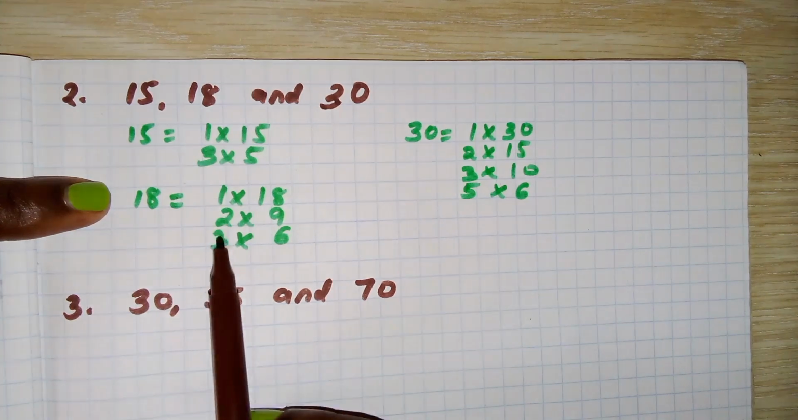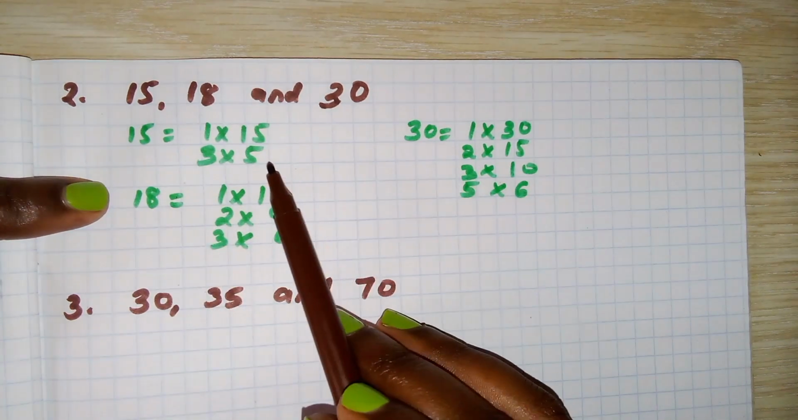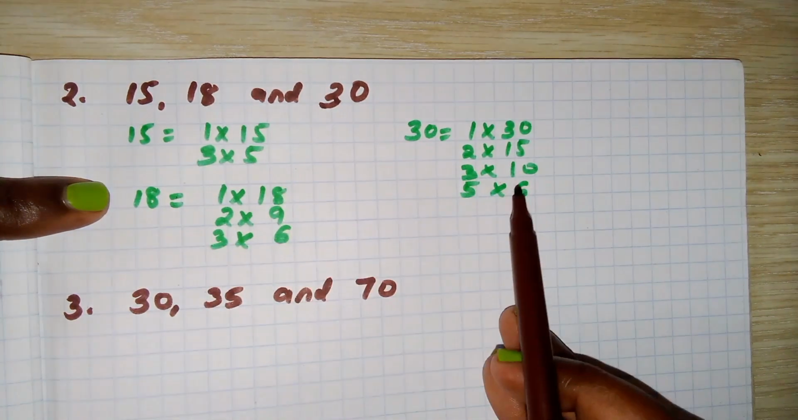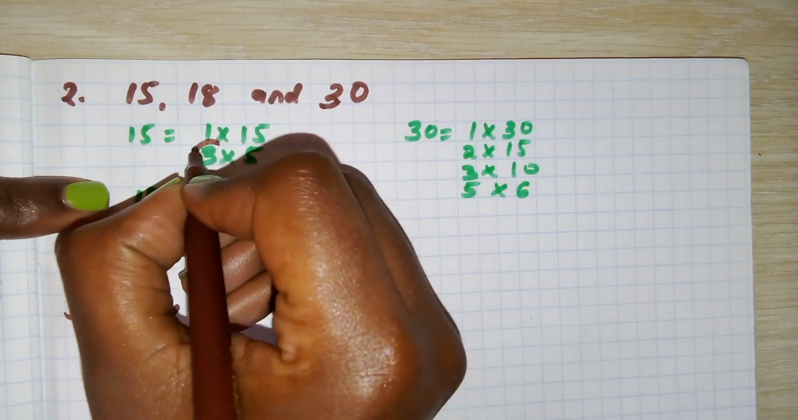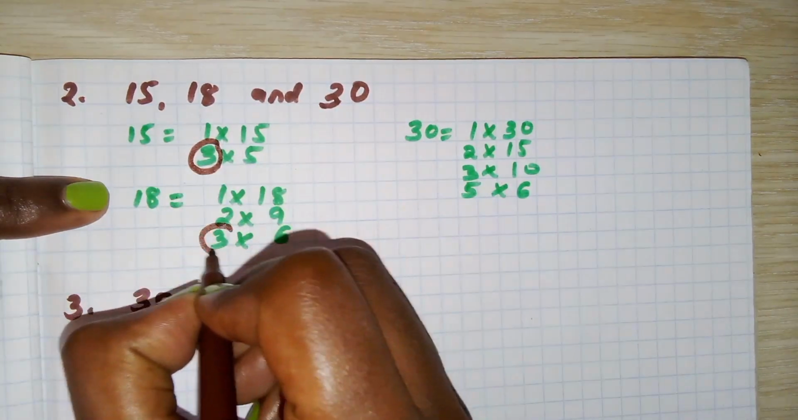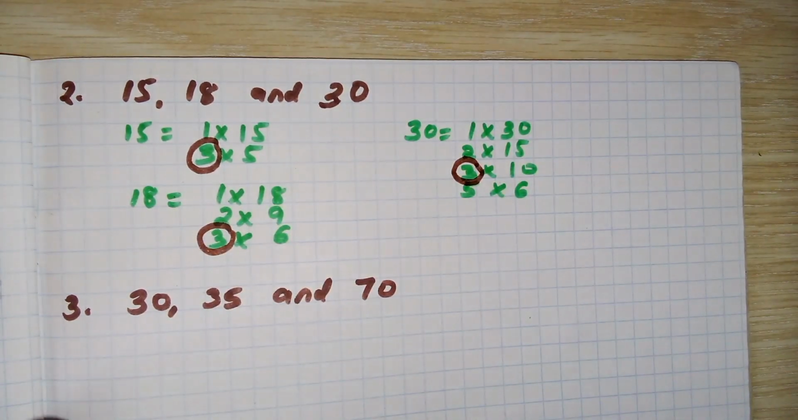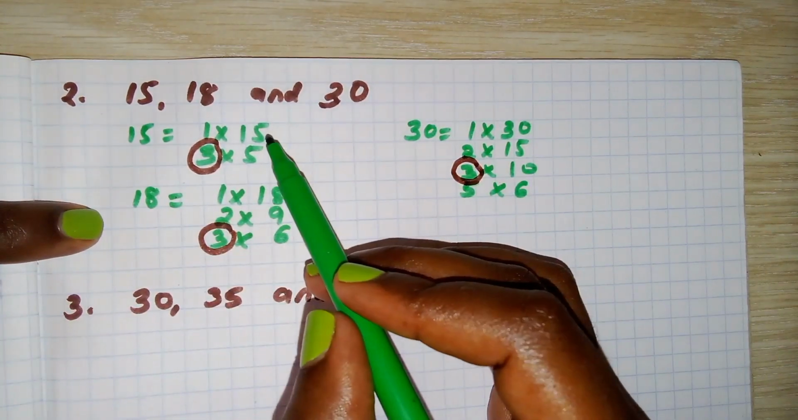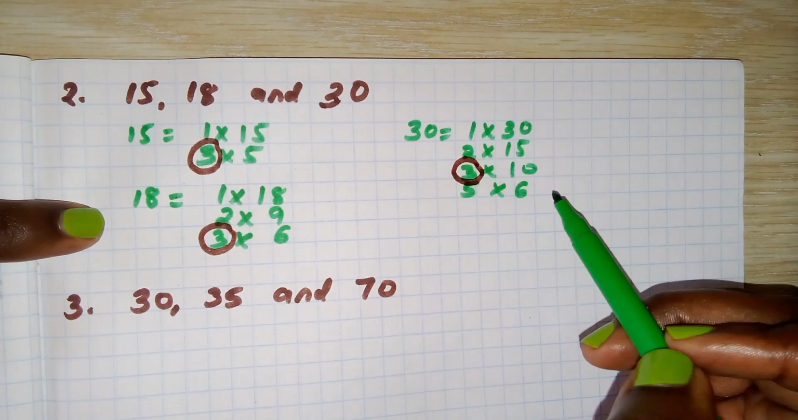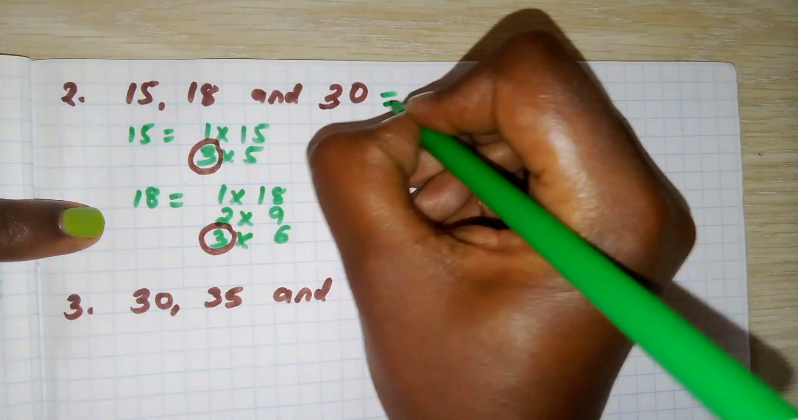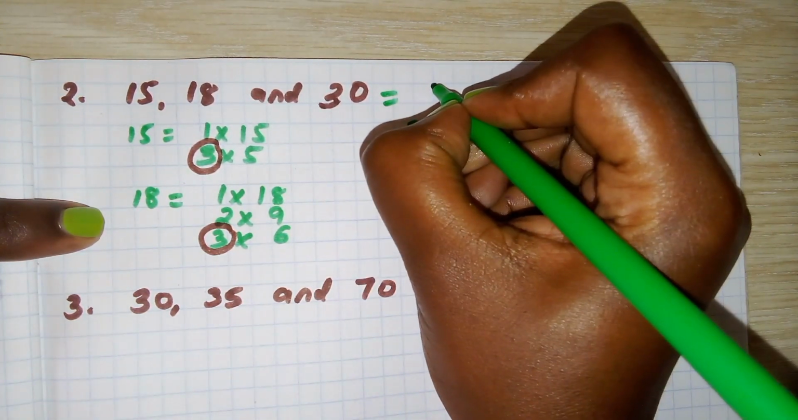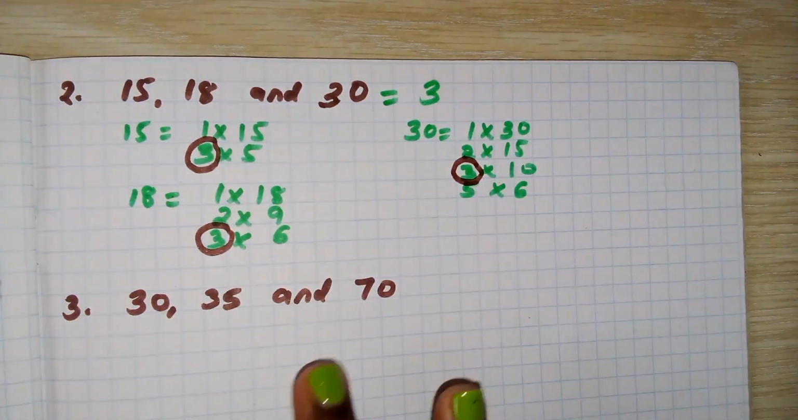I can see we have 3, 3, 3. And then we have 5, but there's no 5 in the factors of 18. So the highest common factor would be 3 again. So the answer would be 3.